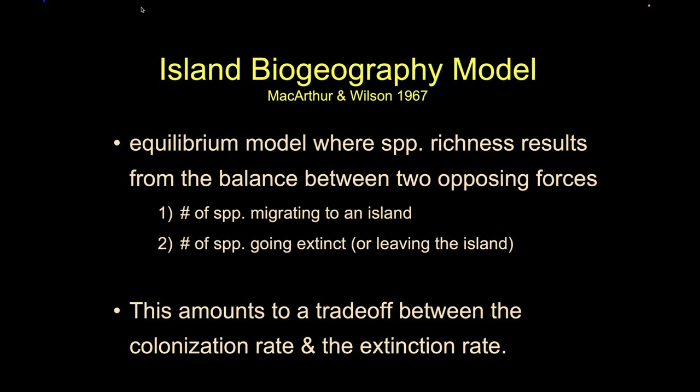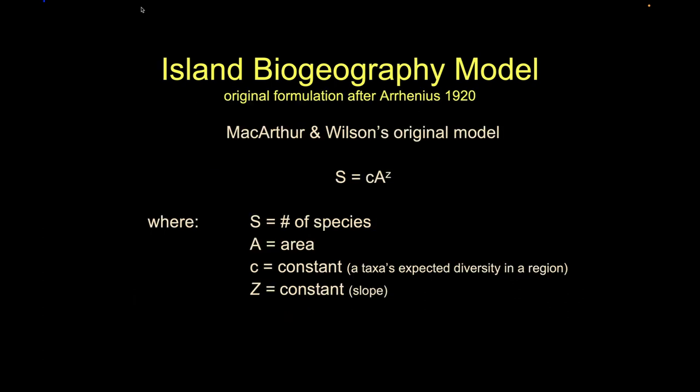So the colonizing is going to happen when individuals migrate from the mainland to the island. The extinction is going to happen on the island, when something happens, a critter is outcompeted, or maybe the animal's blown off the island or whatever. And so essentially what we're talking about here is a trade-off between adding and taking away, or colonization and extinction. And so this is the original, simplest model.